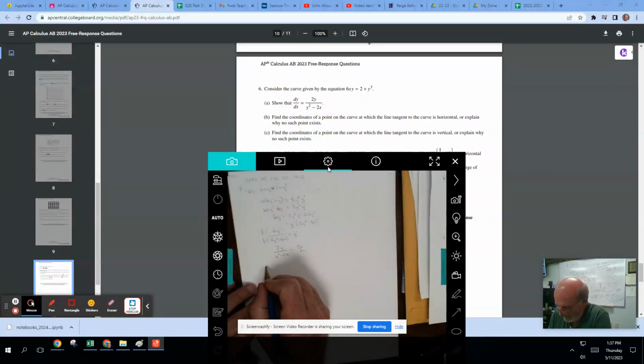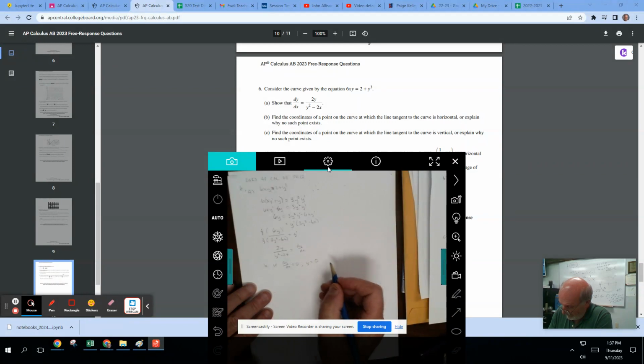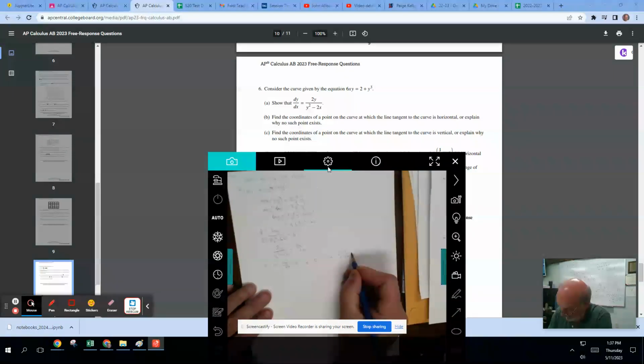And that should suffice. Part B, find the coordinates of a point on the curve at which the line tangent to the curve is horizontal. So for this one, dy dx has to be 0. If dy dx is 0, then y must be 0, because 2 times 0 over 0 minus 2x equals 0.